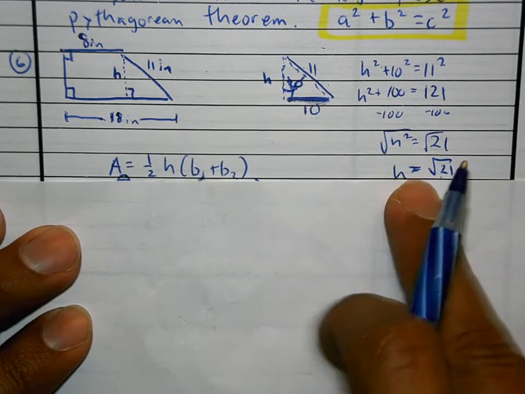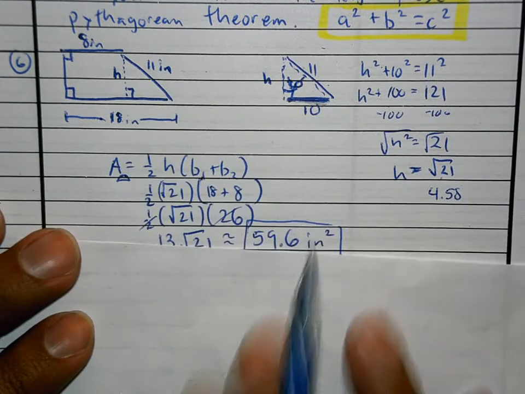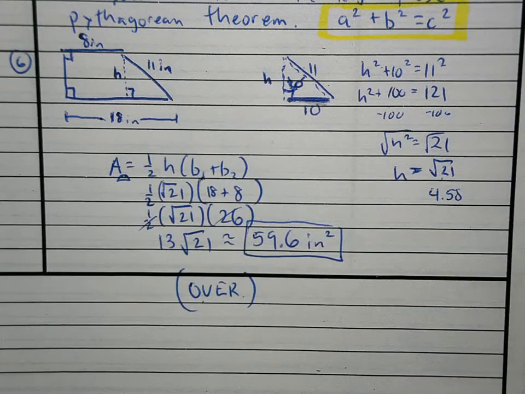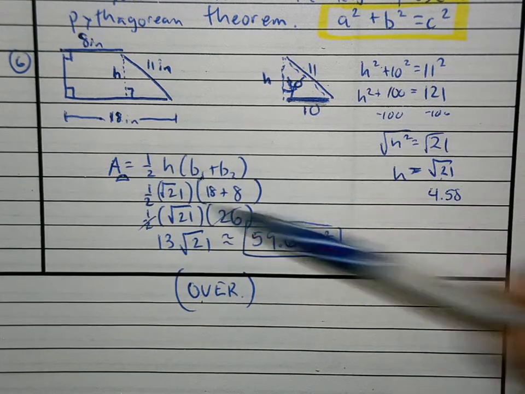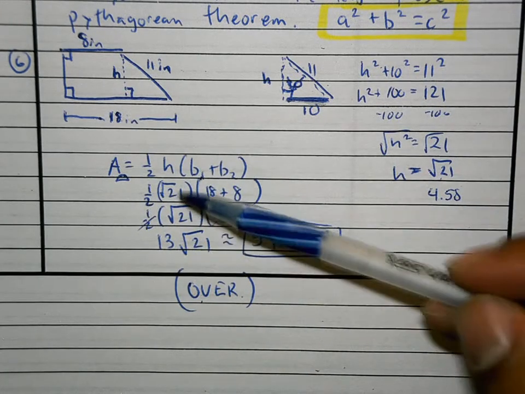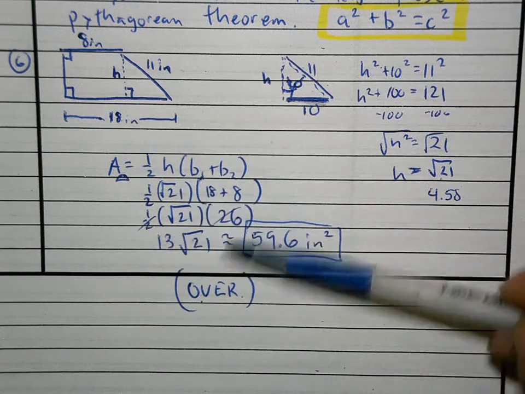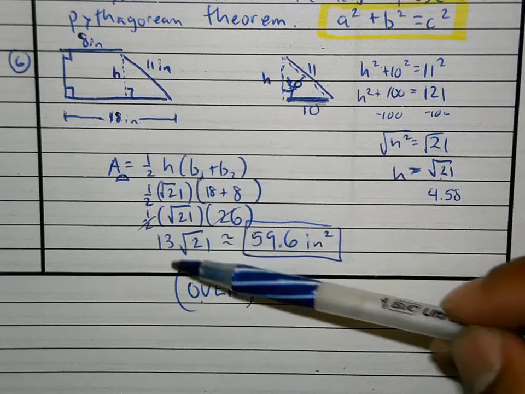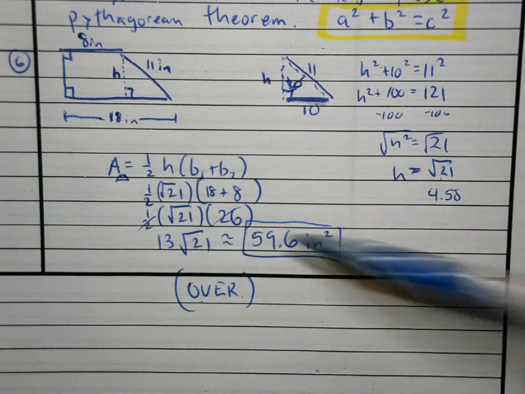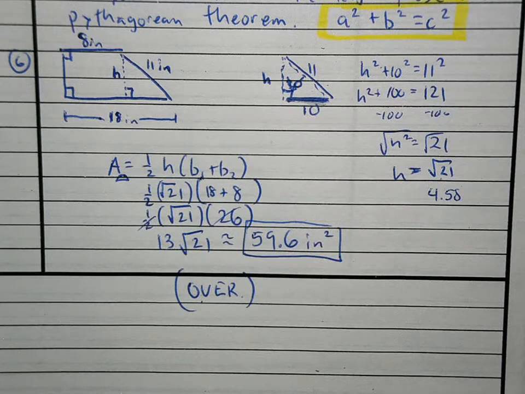Once I find my height, then my B1 and my B2 are pretty simple to plug in. I plug in 18 and 8 for my base 1 and my base 2. My height was root 21, which is about 4.58. Sometimes I don't plug it in until the very end. I can do half of 26, and then I can do 13 times root 21. And I get that the area of that particular shape was 59.6 inches squared. It's a lot of work for one problem, but there are 2 of them on your worksheet that you're going to have to do this for.